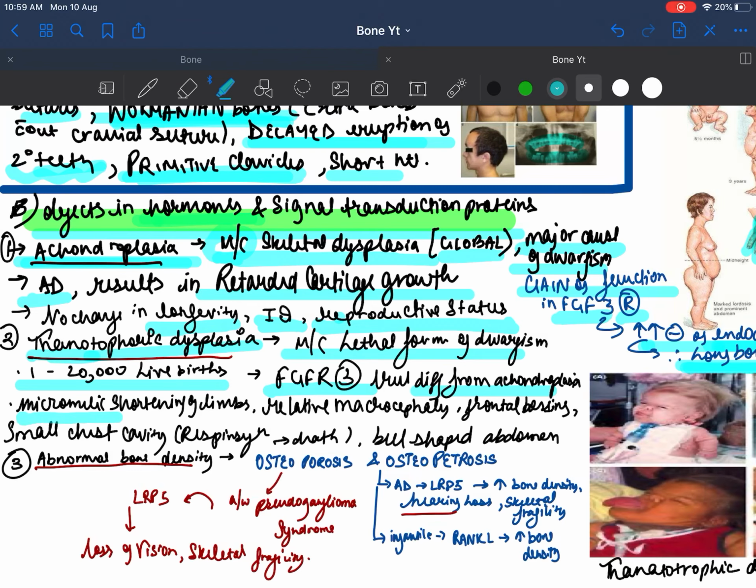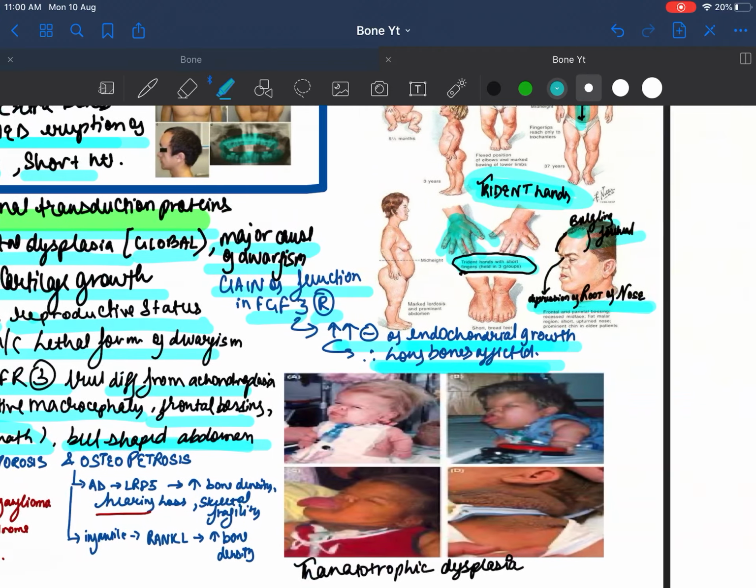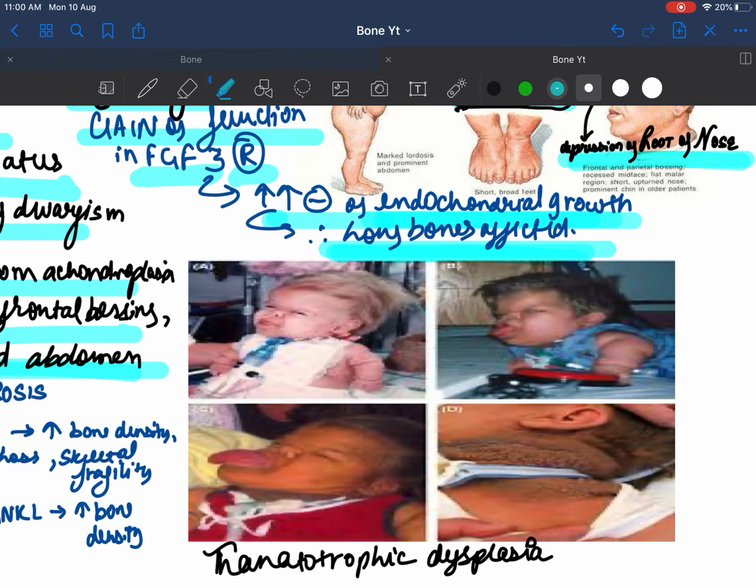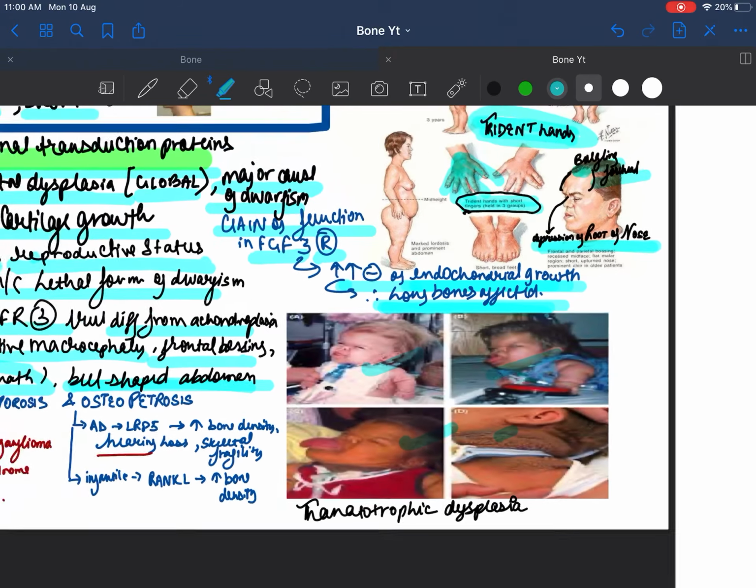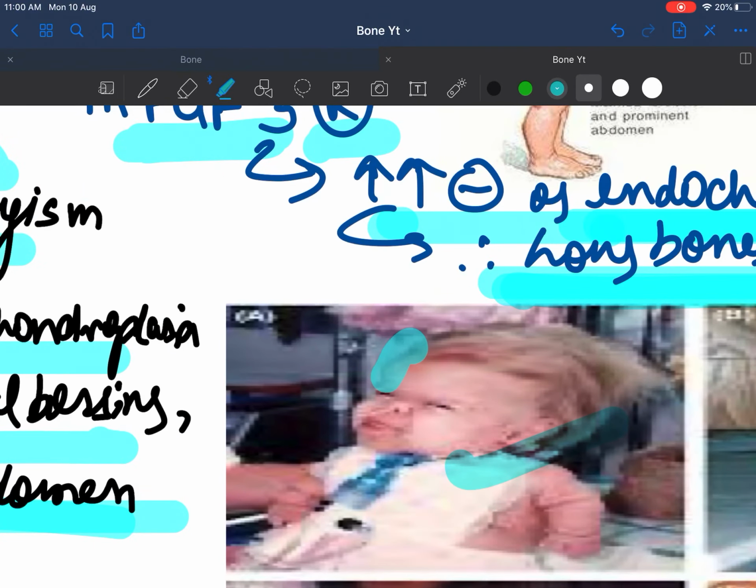There will be micromelic shortening of limbs, and there will be relative macrocephaly. There will be frontal bossing and small chest cavity. Because of this small chest cavity, your lungs will not be able to expand properly. It will lead to respiratory insufficiency, which will eventually lead to death of the person. The person dies either intrauterine or just 1 to 2 weeks after birth, and there will also be a characteristic bell-shaped abdomen. So this is what thanatophoric dysplasia looks like. In these images, you can appreciate the bossing.